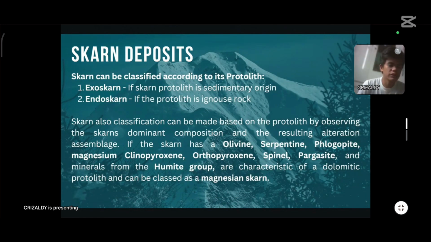Now, ito yung sasabihin kong meaning ng exoskarn and endoskarn. Skarn can be classified according to its protolith or yun nga yung rock origin ng metamorphic rock. Where in the exoskarn, if skarn protolith is sedimentary origin and endoskarn naman is igneous rock. So ang pinagkaiba lang nila, ang exoskarn is from the protolith niya is from the sedimentary origin and the endoskarn naman is the igneous rock.